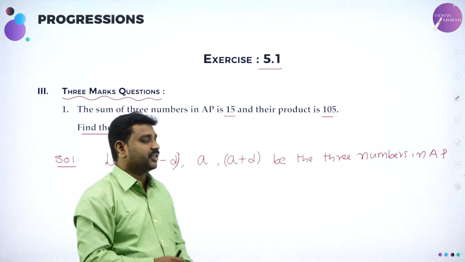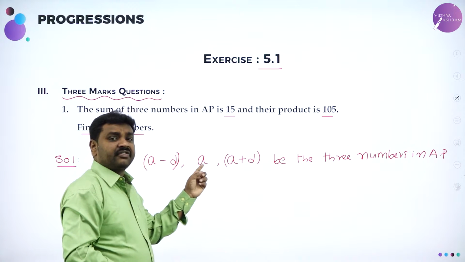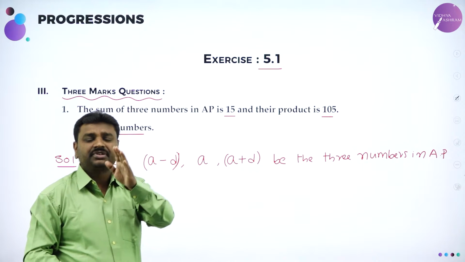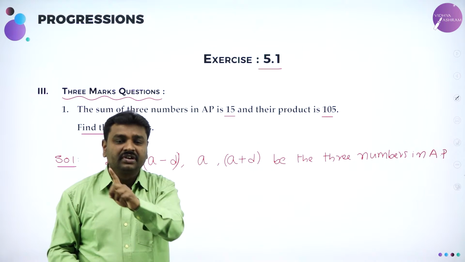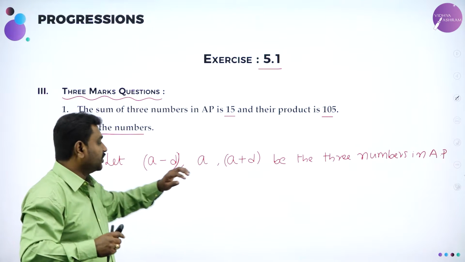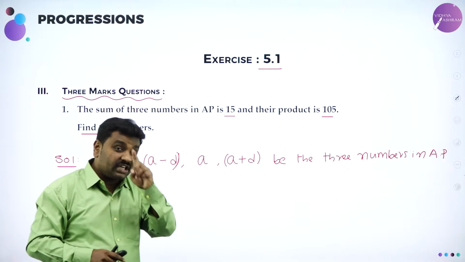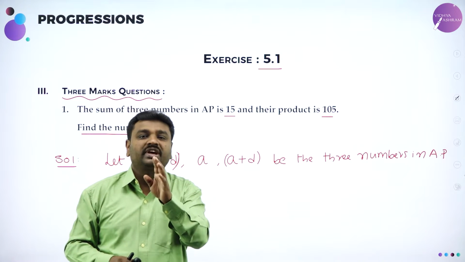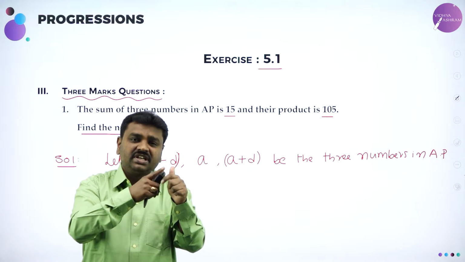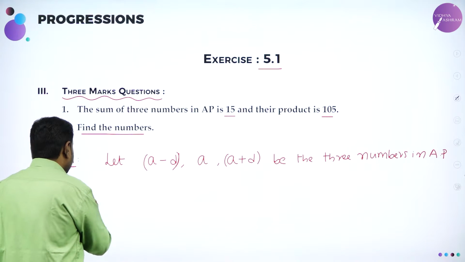Then the problem becomes simplified. See, for a minus d, if I add d, the common difference, I will get a. For a, if I add d, it will become a plus d. They are in AP. When can you say terms are in AP? They should have a common difference. So the difference between each term is d. For every term you add d, you will get the next term. a minus d plus d is a. a plus d is a plus d. So for 3 numbers in AP, you have to take a minus d, a and a plus d. That is the basic.